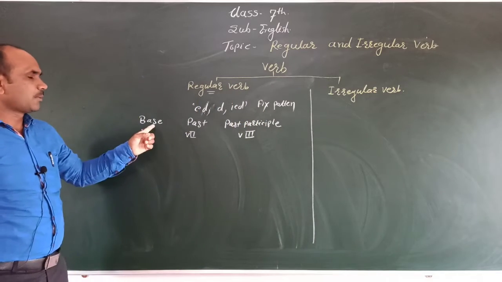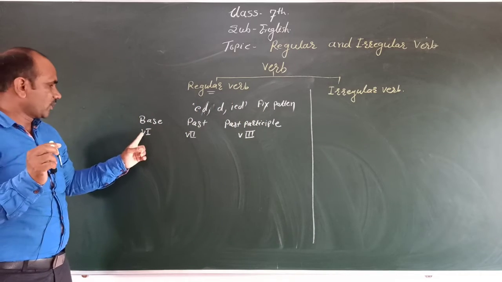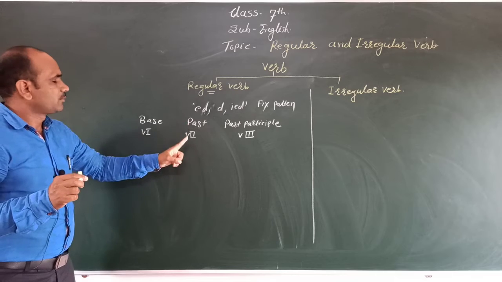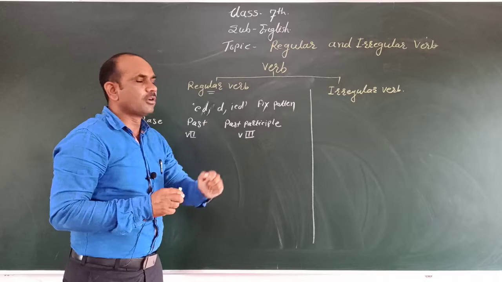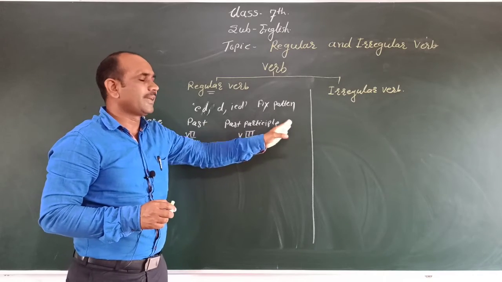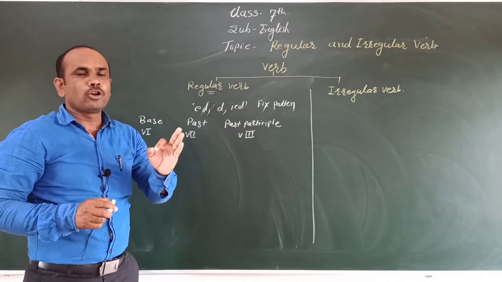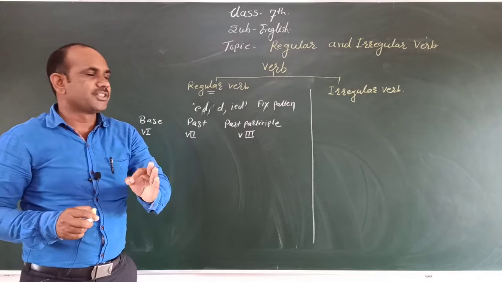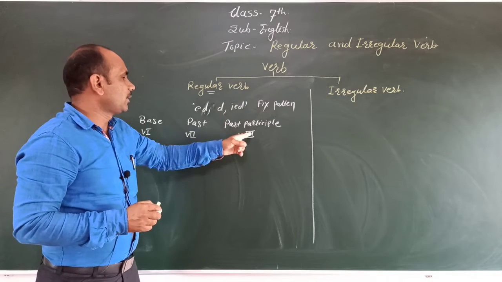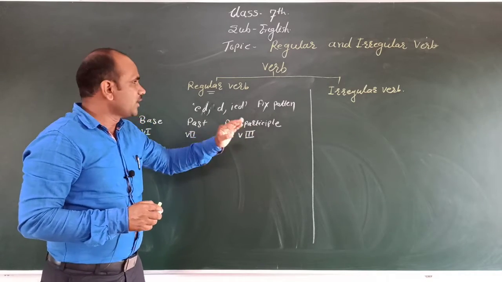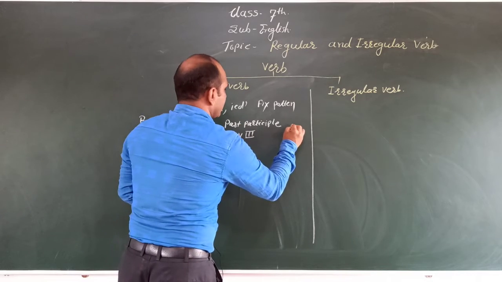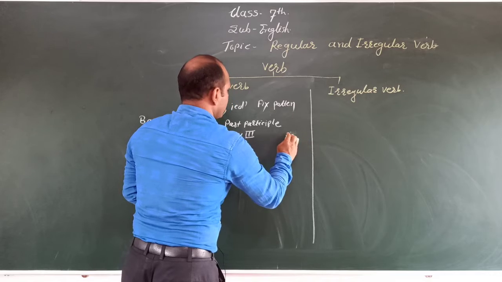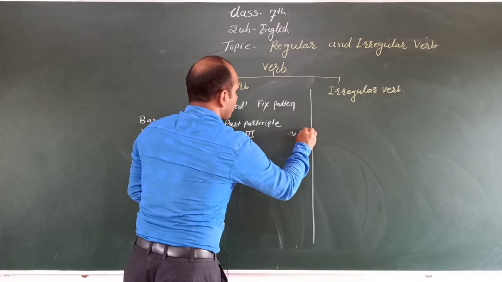Listen, the base form is the first form of the verb, the past form is the second form of the verb, the past participle means the third form of the verb, and the fourth form of the verb means at the end of the verb we write ing. That verb we call the fourth form of the verb. In this way we are learning the fourth form here.